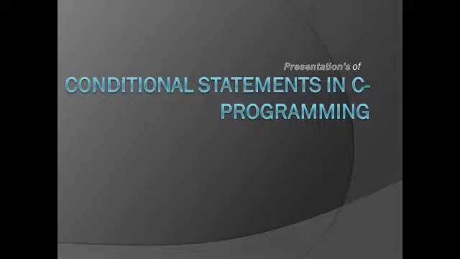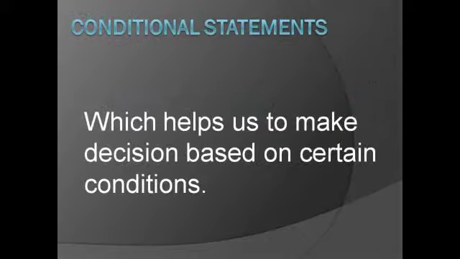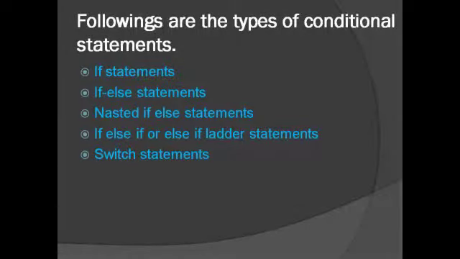Conditional statements in C programming. What are conditional statements? Conditional statements are those which help us to make decisions based on certain conditions. The following are the types of conditional statements.